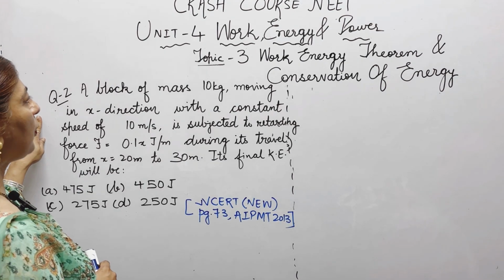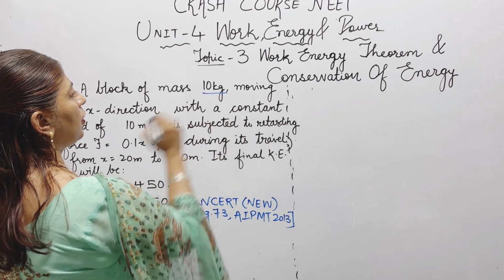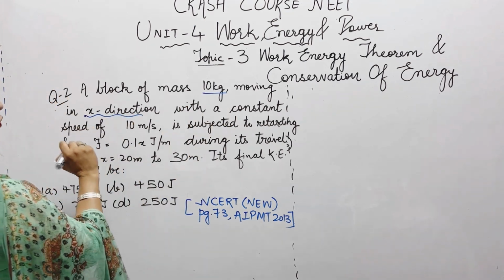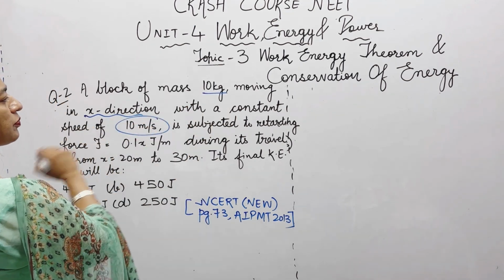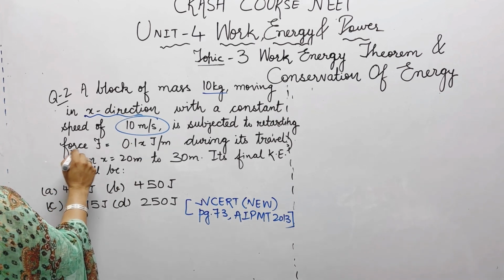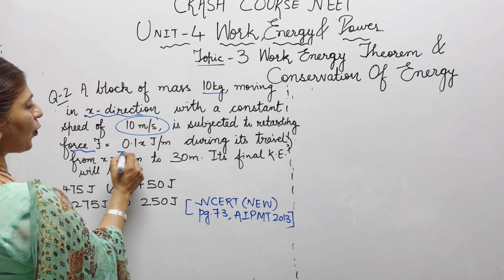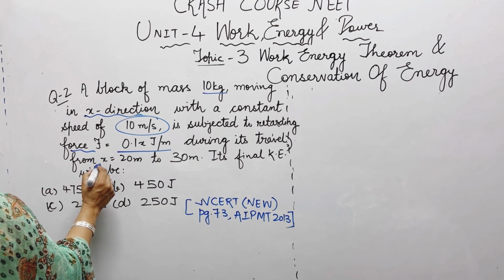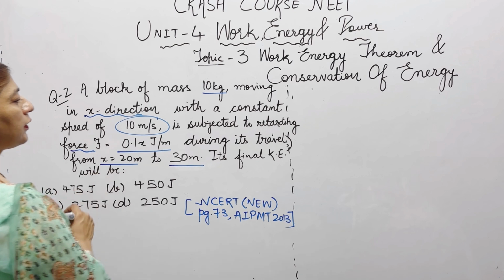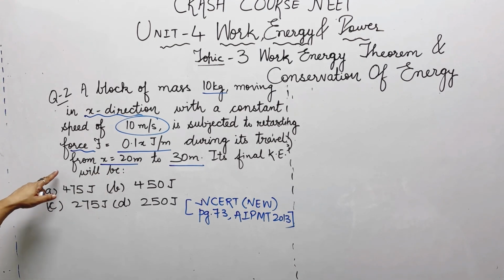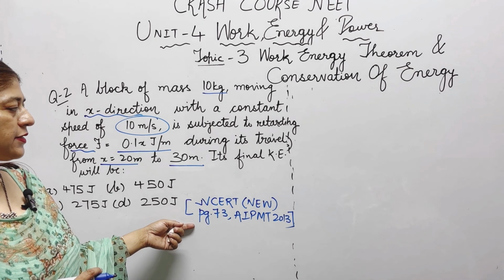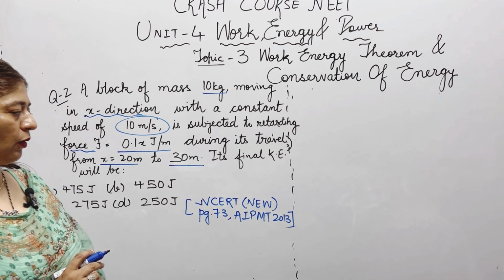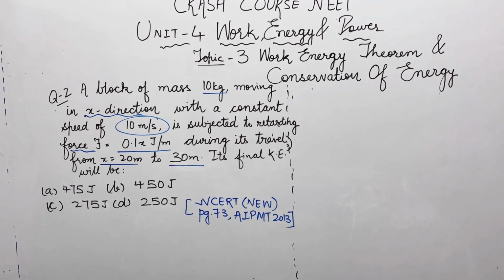Question number 2. A block of mass 10 kg moving in x direction with a constant speed of 10 meter per second is subject to retarding force, that is 0.1 x joule per meter during its travel from x equal to 20 meter to 30 meter. Its final kinetic energy will be, and these are the four options given to us. This is on page number 73 of NCERT New, and this question has come in All India PMT 2013.